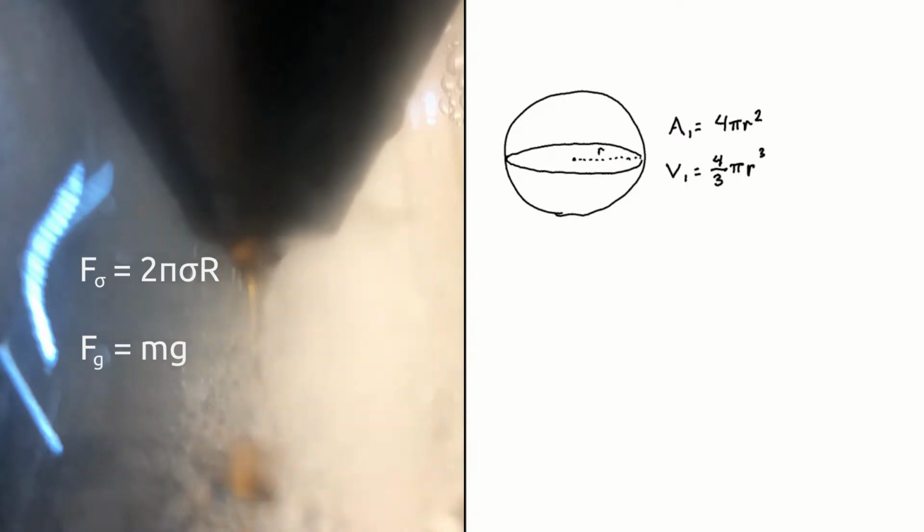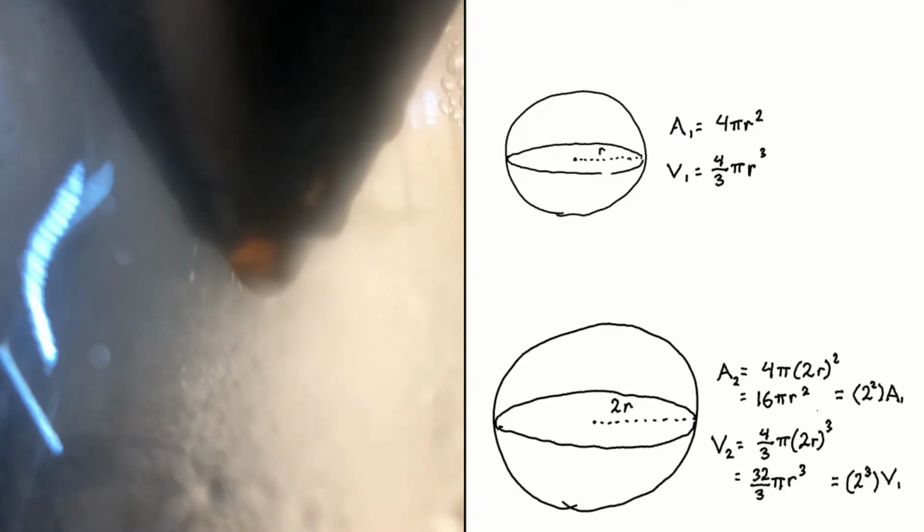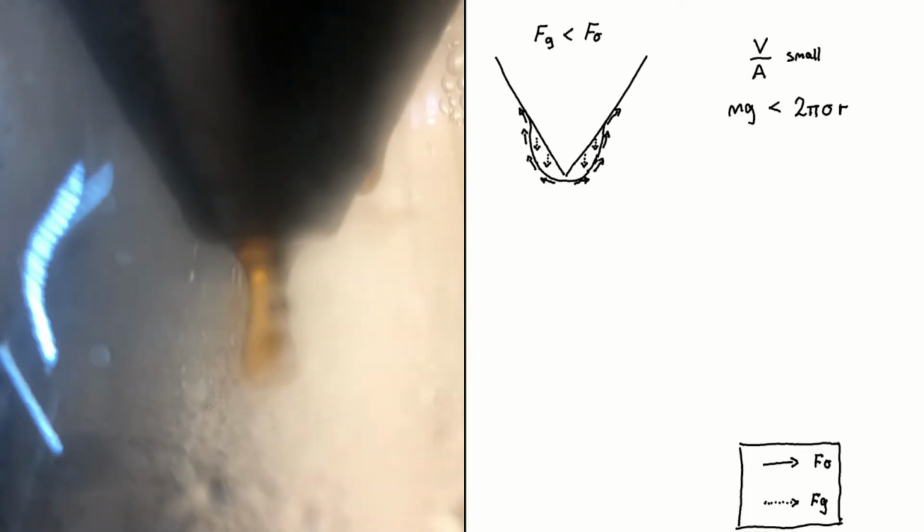As the body grows, its volume and therefore mass increases exponentially relative to its surface area. Shown here, scaling the radius by a value will scale its surface area by the square of that value and its volume by the cube. Initially, the volume to area ratio is low, and force from the surface tension prevails, anchoring the droplet.